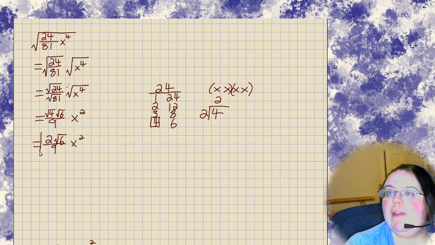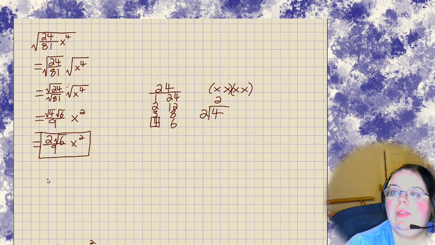And this would do for a final answer. Or if you want to condense it all into a single fraction, you could write it as 2x squared times the square root of 6 over 9. And that would do also for a final answer.